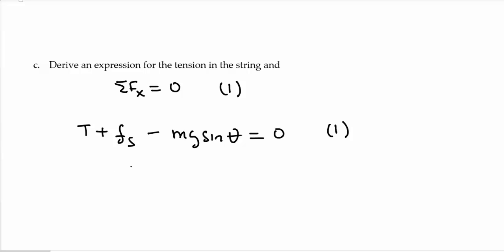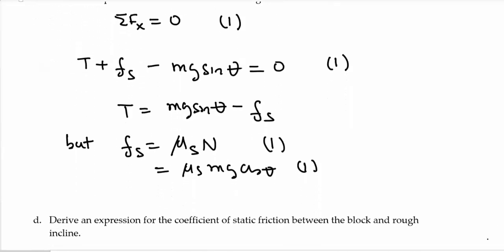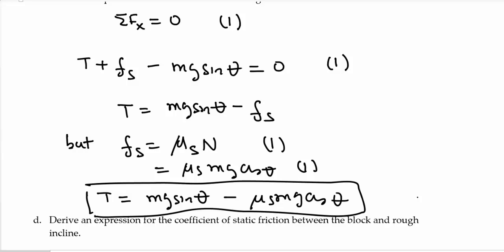Look up now, fellas. This means that T is equal to mg sine theta minus fs. You don't earn a point here. But what is fs? It's just equal to mu s multiplied by N. You earn a point here. Which is going to be equal to mu s mg cosine theta. You earn a point there. You see how generous this can be? Therefore, T will be equal to mg sine theta minus mu s mg cosine theta. This is the expression we are looking for, T. You then earn a point.